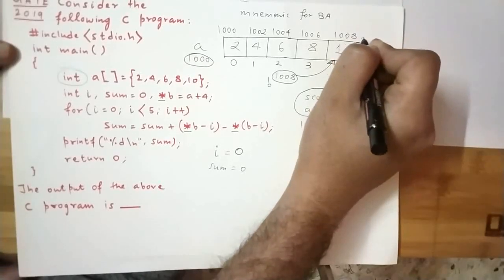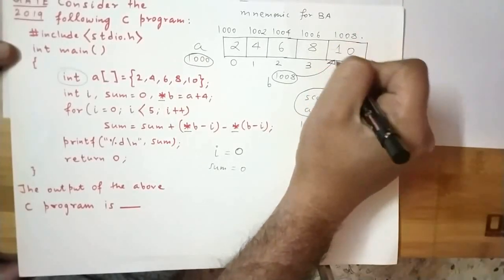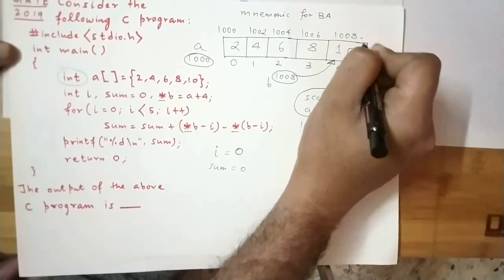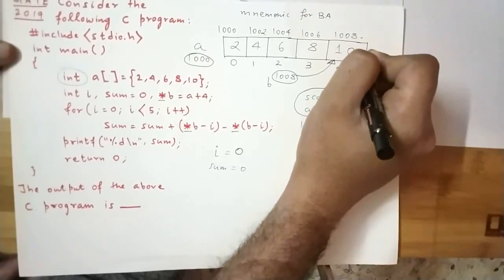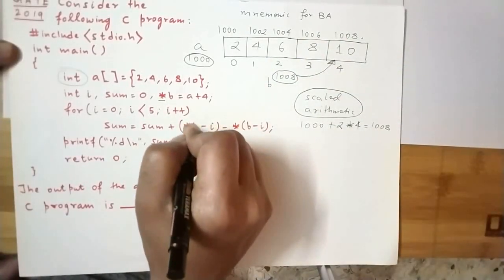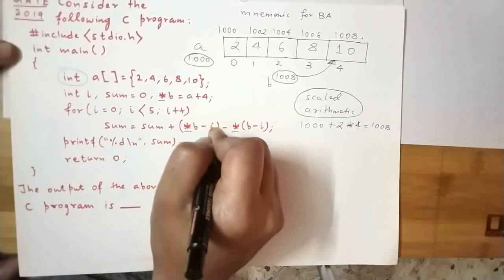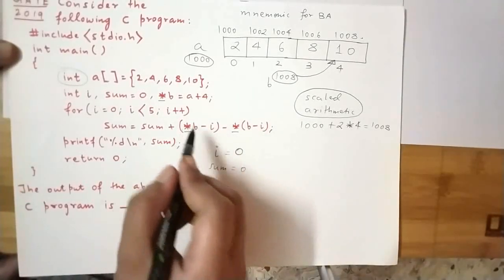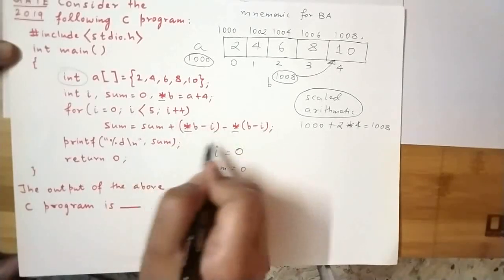If I do star b, I'll be dereferencing this memory cell. By dereferencing, what I mean is I'll get inside this cell, and if I get inside this cell, what I get is a value of 10. So in place of star b, I'll be getting a value of 10, and if I subtract the value of I, which in this case is 0, from 10, I get 10 itself. So this part is now 10.